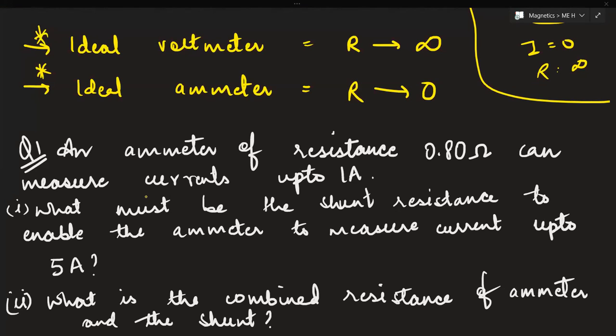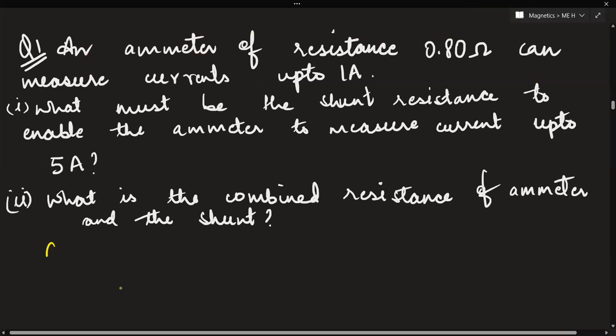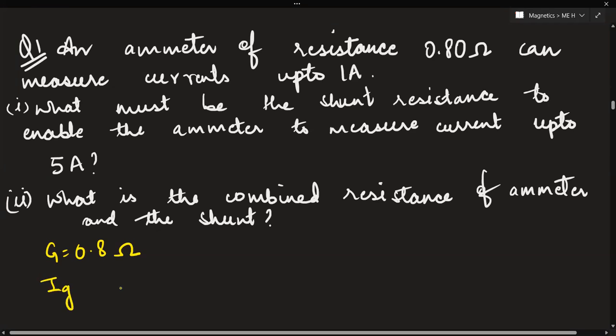See class, this question says: an ammeter of resistance 0.8 ohms. So this is the resistance of the ammeter. It means this galvanometer has been converted. So this is the value of G, capital G, that you have. Capital G is 0.8 ohms. This can measure currents up to 1 ampere. And what will be the current across the galvanometer? Current across the galvanometer is Ig. This is given as 1 ampere. This is what is meant by the first line.